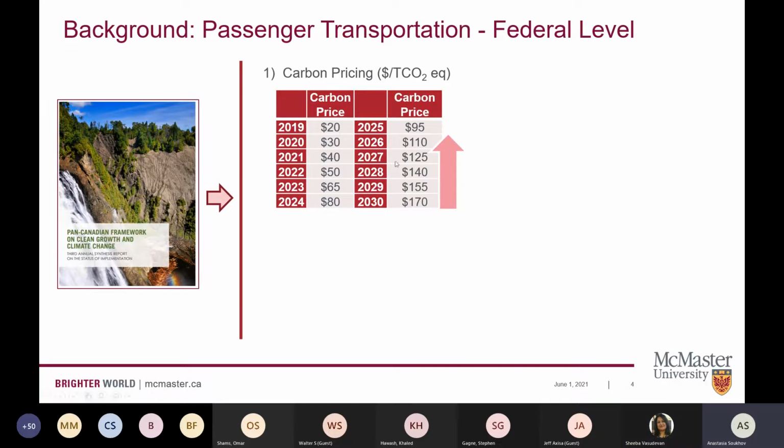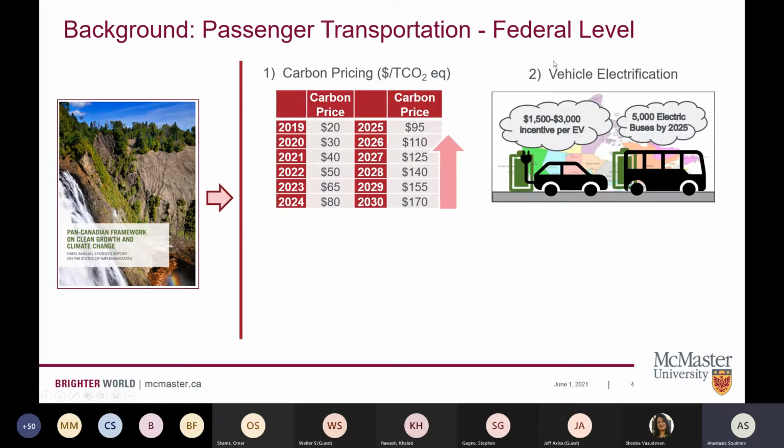So transportation is impacted in that, and this is just the schedule for the carbon price per ton of CO2 throughout the years to 2030. And again, that is the scope that I'm looking at. It was just a short term greenhouse gas emission reduction from 2020 to 2030.